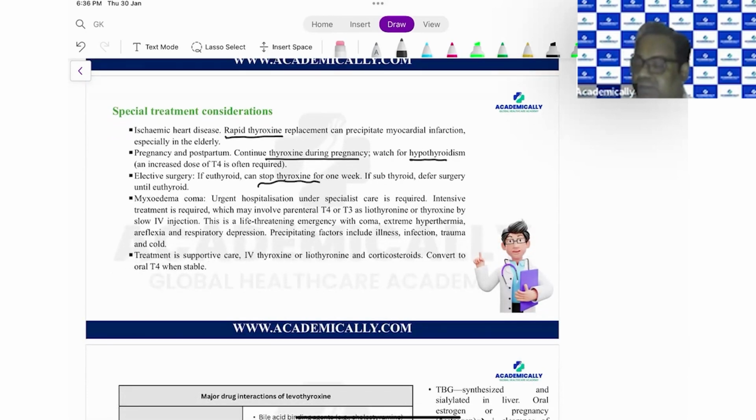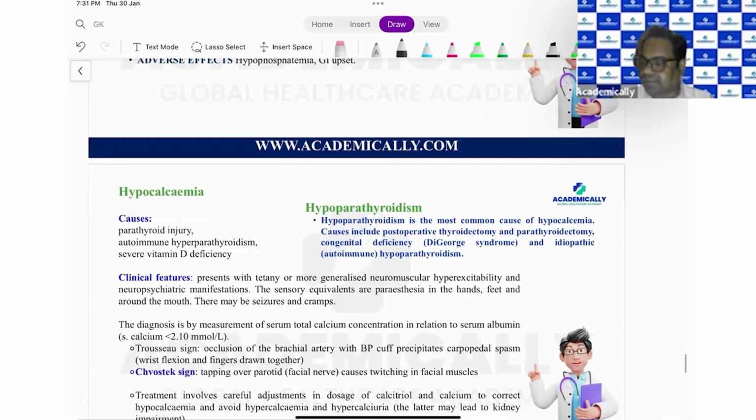There is something called myxedema. This is an emergency. Hospitalization in ICU is required. You may have to give parenteral T4 or T3 by slow IV. There can be coma, extreme hypothermia, areflexia, respiratory depression. What are the precipitating factors? It could be infections, trauma, cold. So any stress factor.